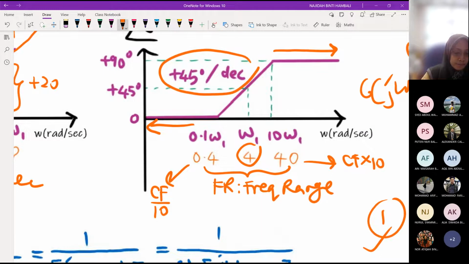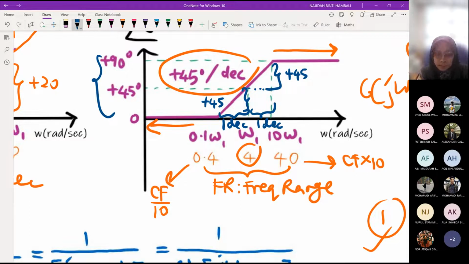Okay. If you notice, from 0.4 until 4, this is 1 decade. And from 4 until 40, this is another 1 decade. So for 1 decade, the increment is positive 45. For another decade, the increment is 45. So for 2 decades, that is why you get 90 from here to here. Clear? So for each decade, the increment is 45. For 2 decades from 0.4 to 40, the increment is positive 90 degree. Any question? The frequency range is always 2 decades because you extend 1 decade before and 1 decade after.